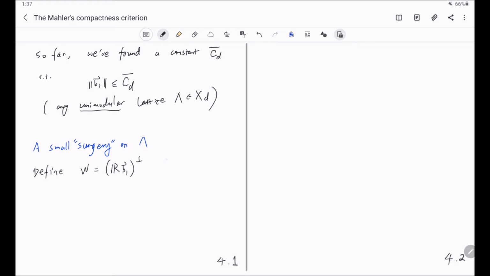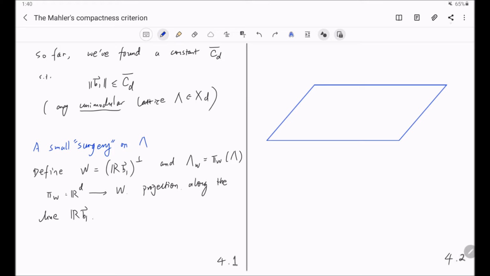And we consider the following new lattice, lambda sub W, to be the projection of lambda onto W. So here, pi sub W is a projection from R^D to W. So this is a projection along the line through B sub 1. So now let's draw a picture of this projection in a three-dimensional case.